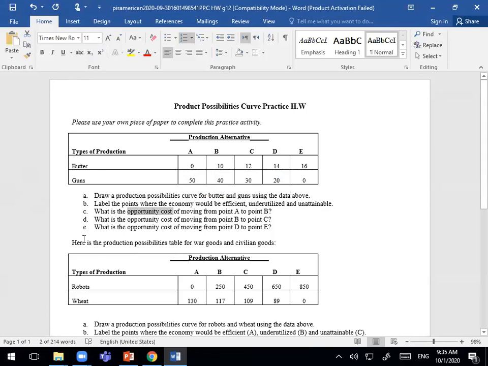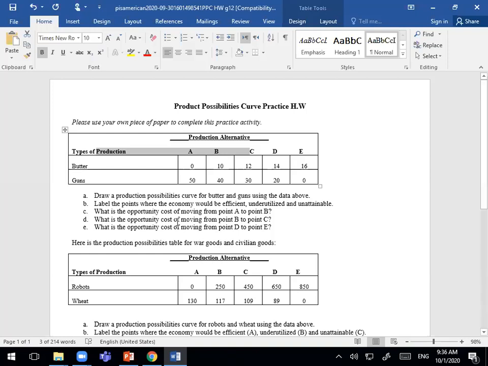Can you repeat C again? Okay, C, they're asking you to calculate the opportunity cost from moving from point A to B. If you're moving from point A to B, you're in this zone. What is your opportunity cost? What have you given up? They want you to calculate what you gave up. So what is it that you gave up? 10 guns. Bingo. Thank you. Very simple. This is the easiest thing, it's like baby work.